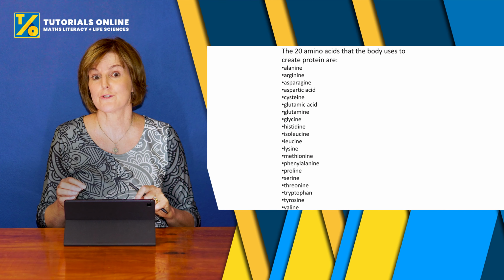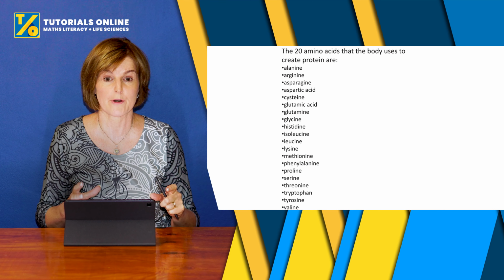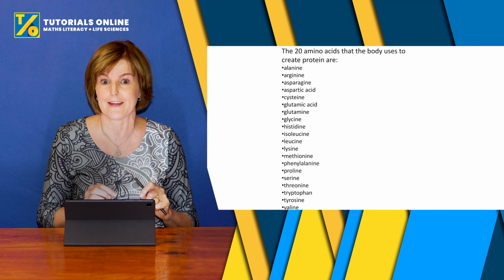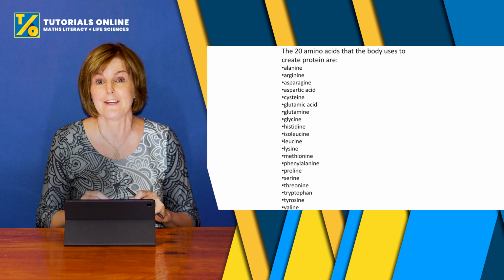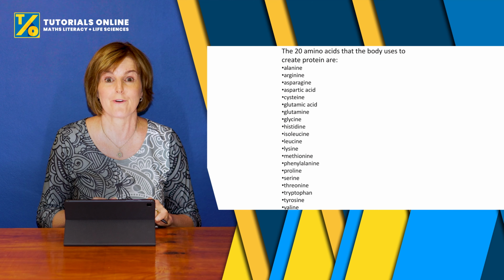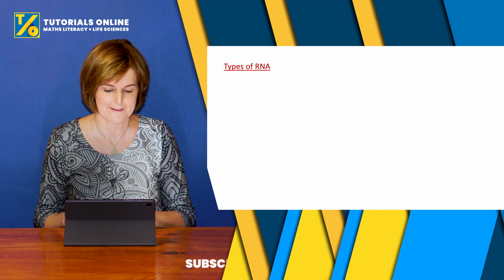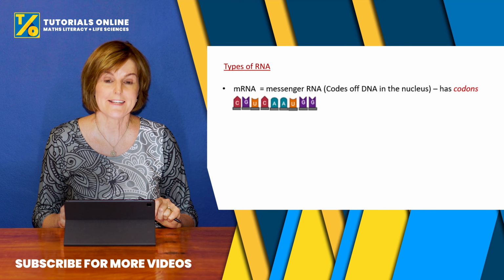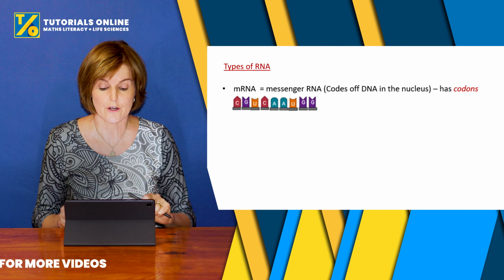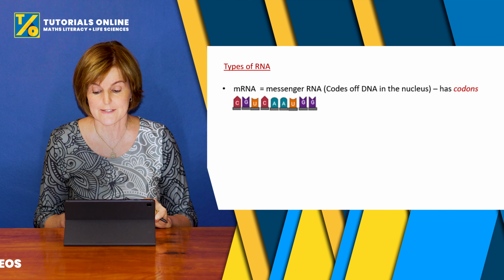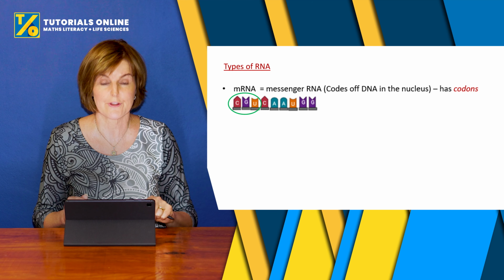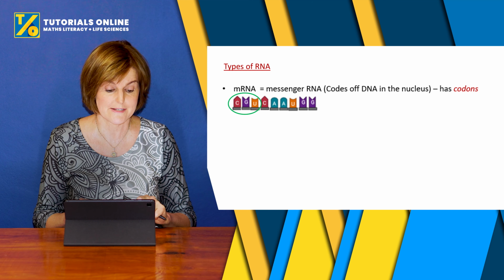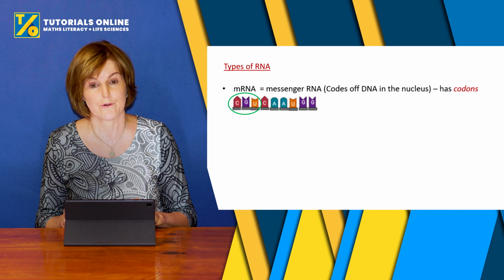But before we get onto DNA and the whole thing of protein synthesis, we need to know about another important role player, RNA. And there are different types of RNA. So let's first have a look at the types of RNA. The first one you can see there is mRNA. It is messenger RNA, and it codes off the DNA in the nucleus, and it has codons. And if you look there, a codon is a triplet. There are 3 nitrogenous bases. They make up each codon.